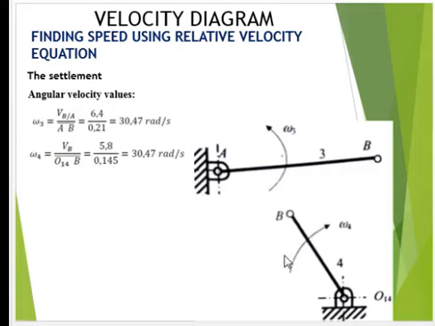And then for omega 4, the angular velocity of link 4, equal to VB divided by this radius O1B. So VB is 5.8 divided by 0.145, and the result for angular velocity omega 4 of link 4 is 30.47 radian per second.